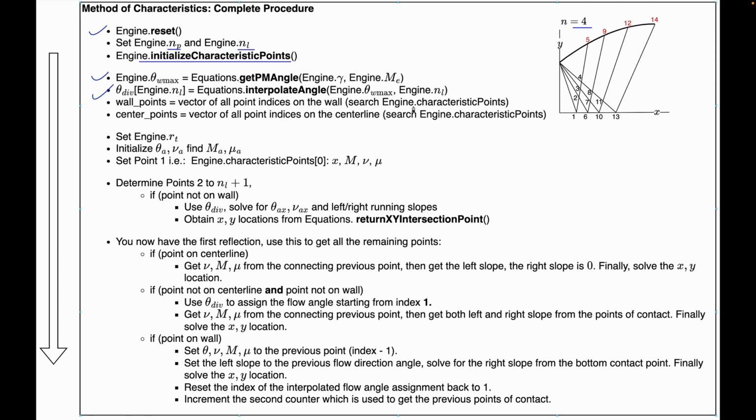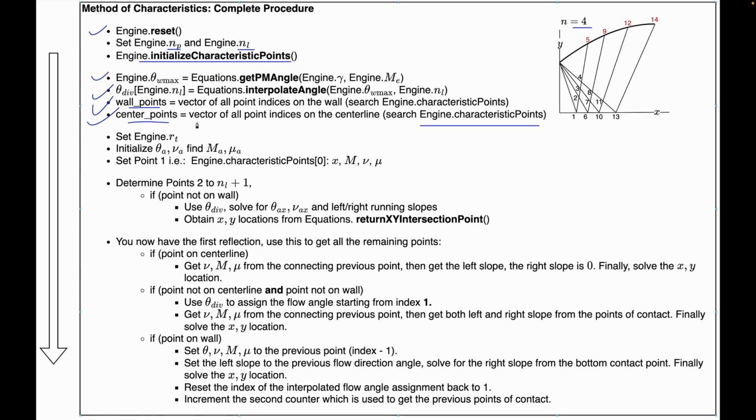So you interpolate the angle in that interpolation method. You get the wall points and the center points. So in this case, you need to search this array. And if you remember this array, each element in the array is a characteristic point, and that point had two attributes, right? It had the booleans, is point on wall and is point on center line. So you search the array and you mark the points which lie on the wall and the center.